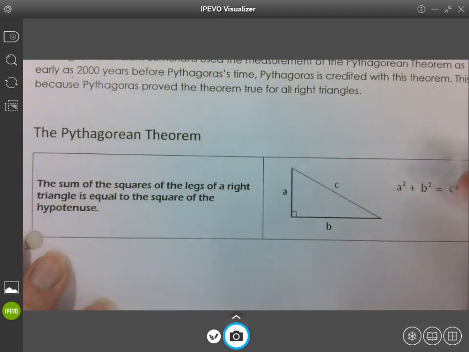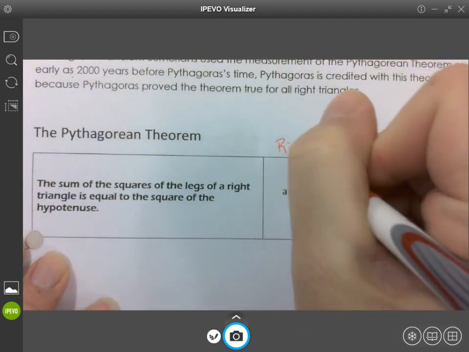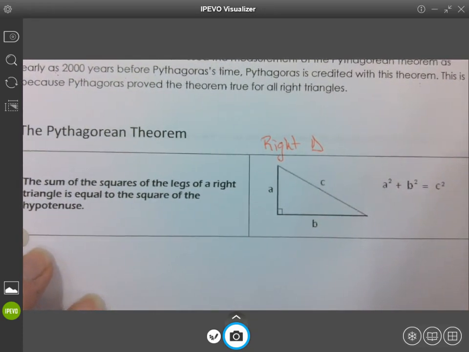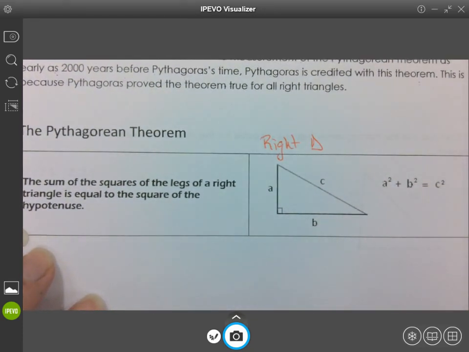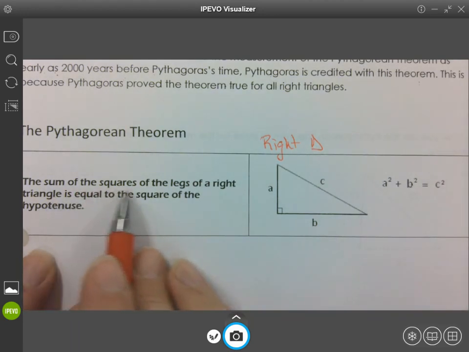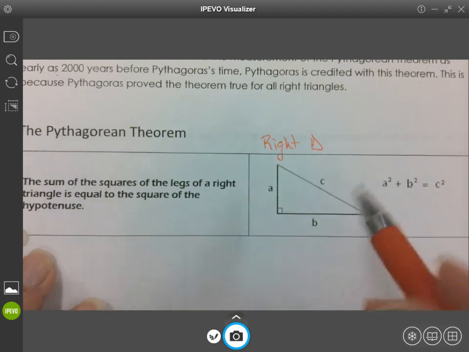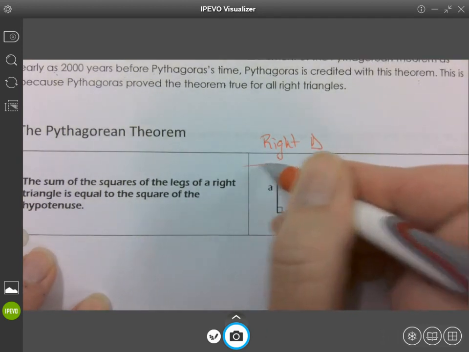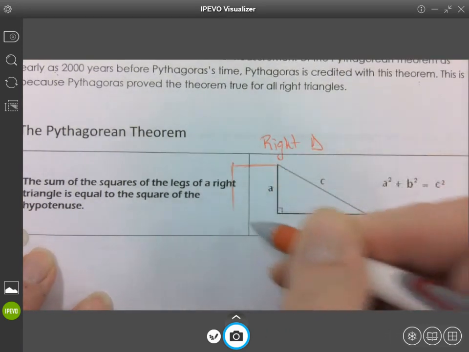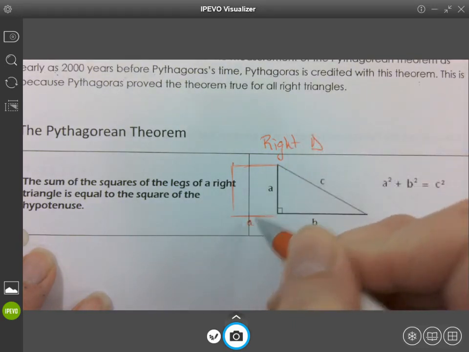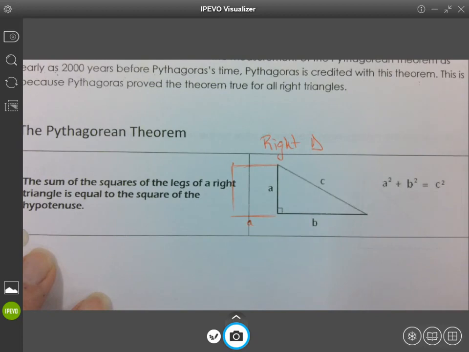Okay, now, it has to be a right triangle. That's the big thing. If it's not a right triangle, you cannot use the Pythagorean theorem, and we have to use other ways of getting there. Now it says the sum of the squares of the legs of a right triangle. Okay, the sum of the squares. When I square something, I'm actually making a square out of it. So when I say squared, I'm saying take A times A. I'm building a square off this side of the triangle.